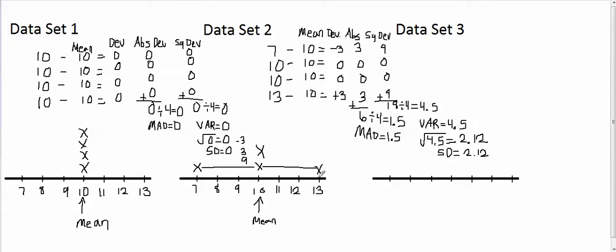This is 13. So right here, go to 13, put the deviation, the absolute deviation, and the squared deviation, which is 9.